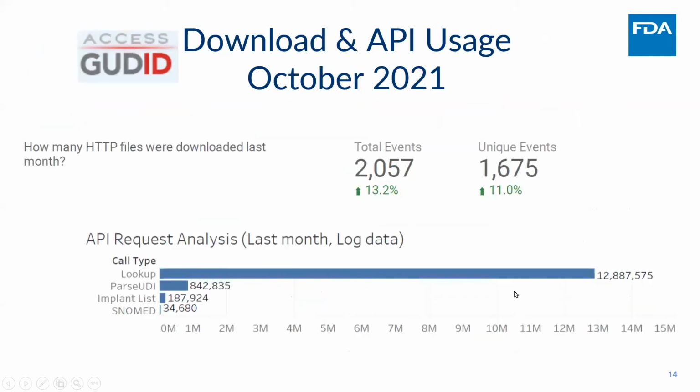Looking at the download, you see download is quite popular. In the month of October, there were more than 2,000 downloads for GUDID data. Now the API request, as I mentioned, we have 4 different APIs. The lookup API is very widely used with almost 13 million users just in the month of October. The parse UDI API is the second most popular with close to 900,000 users as well.